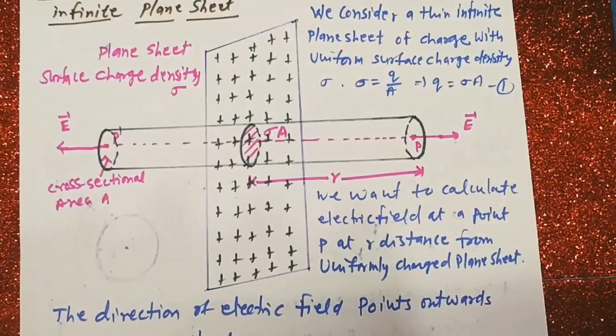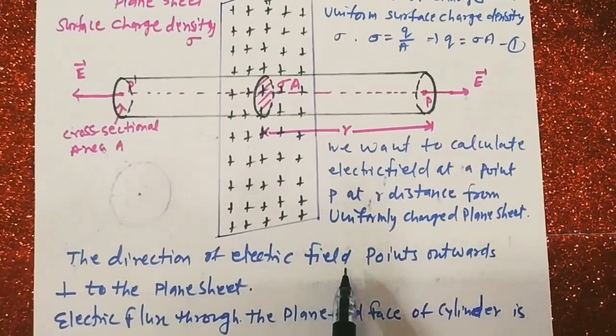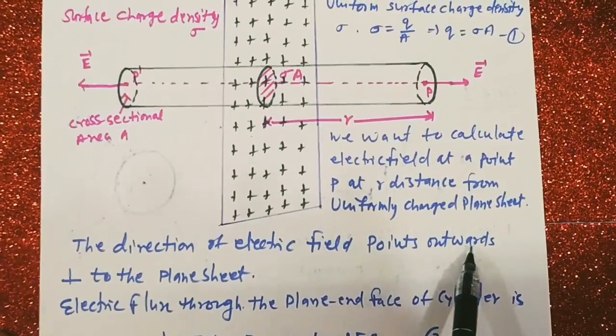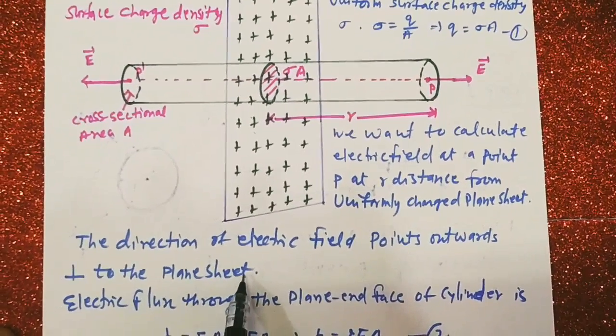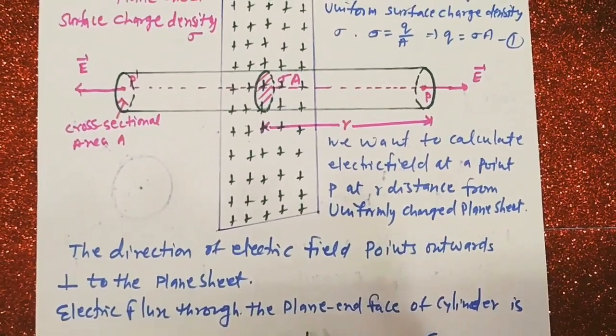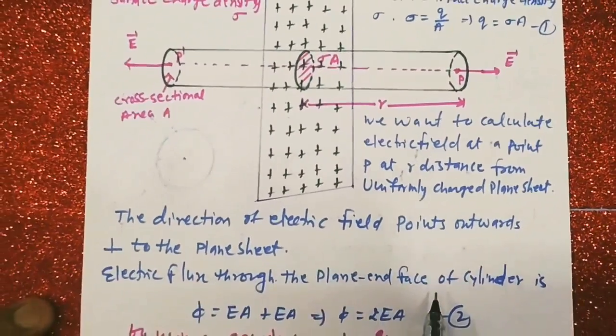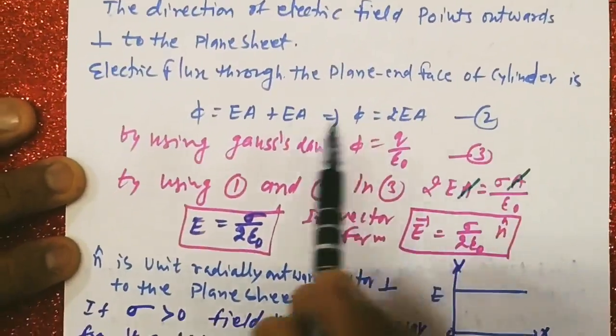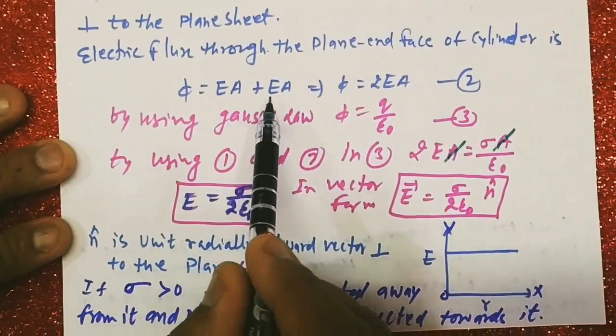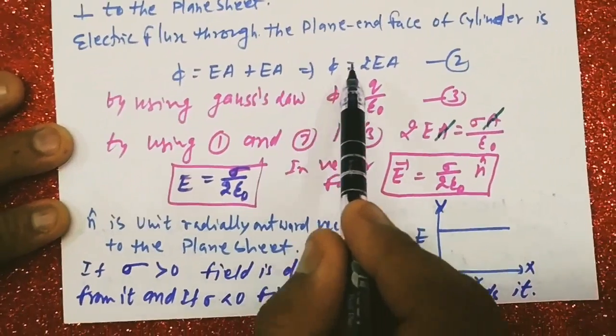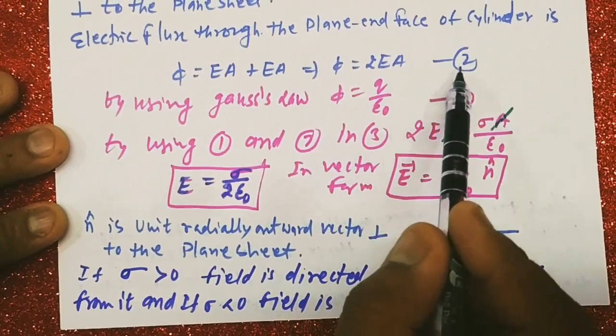Equation number 1. The direction of the electric field points outwards and perpendicular to the plane sheet. Electric flux through the plane and face of the cylinder is phi equals EA plus EA. This implies that phi equals 2EA.